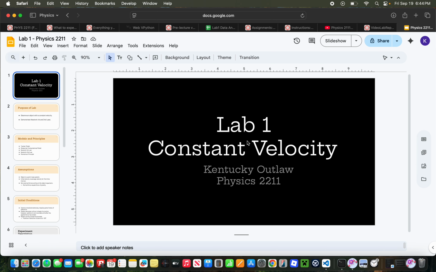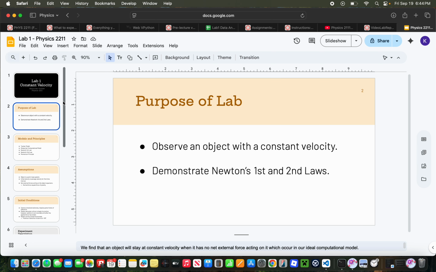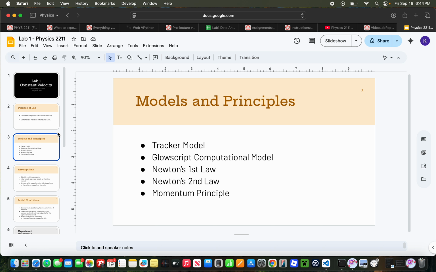And this is my lab submission for our first lab in Physics 2211. The purpose of our lab was to observe an object with constant velocity and use that to demonstrate Newton's first and second laws. And we'll be able to find that an object will stay at constant velocity when it has no net external force acting on it, which only occurs in our ideal computational model. And so we'll use the Tracker model as well as the GlowScript computational model.